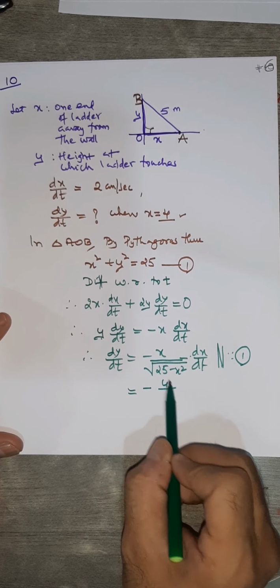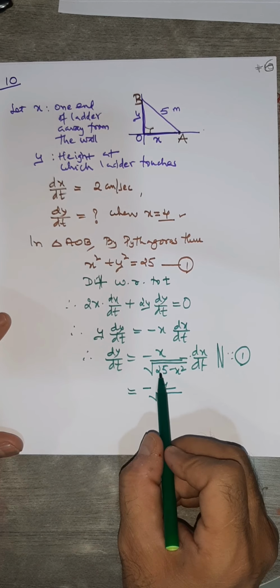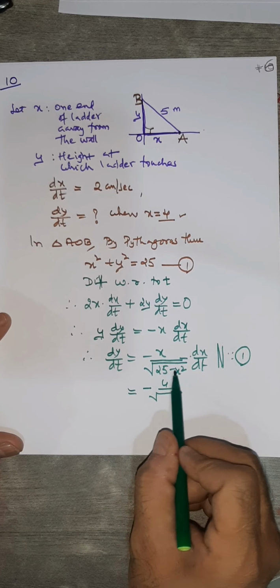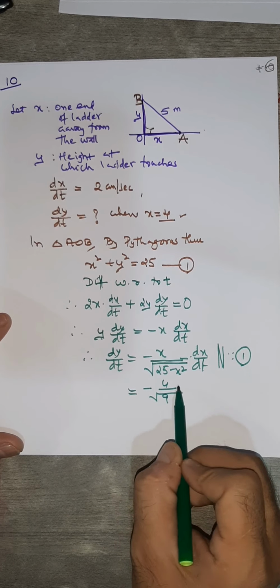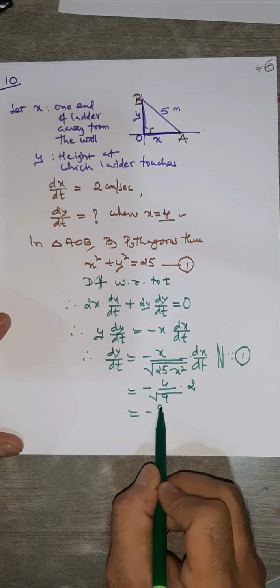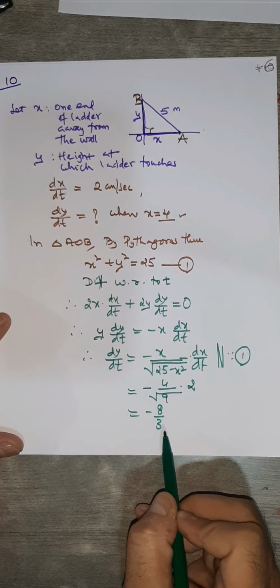Okay, now everything is known to you on the right hand side. X is 4. What about this? This will be 25 minus 16, so this will be just 9, root of which is 3. Dx by dt you are given 2. So you have minus 8 by 3.